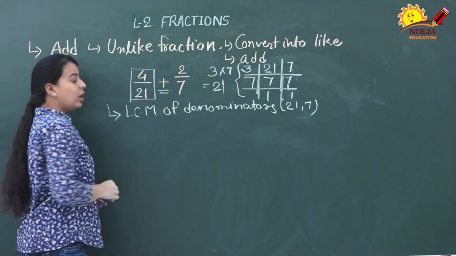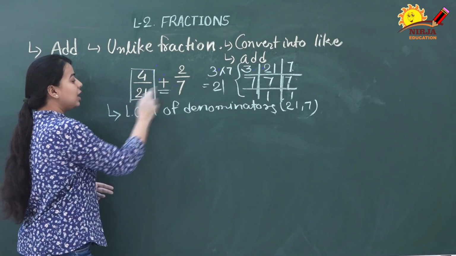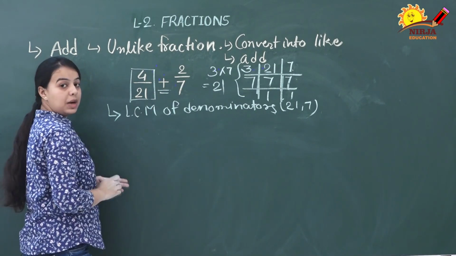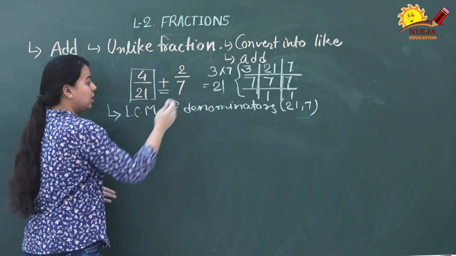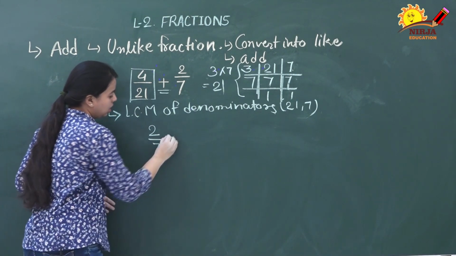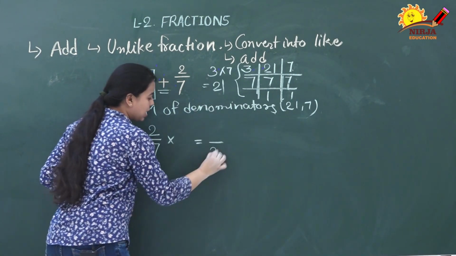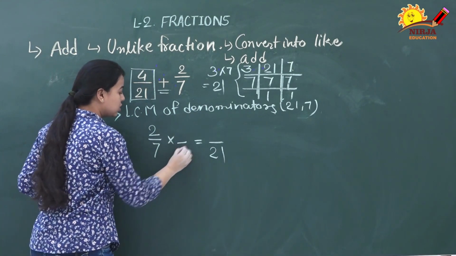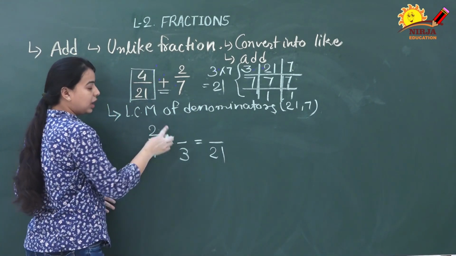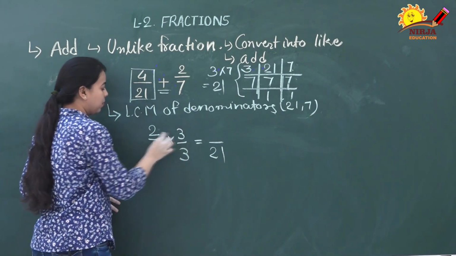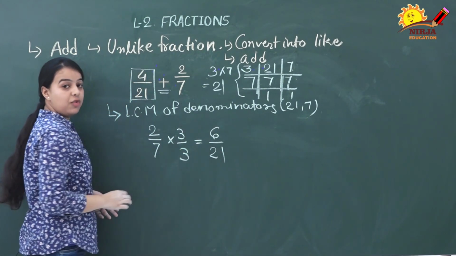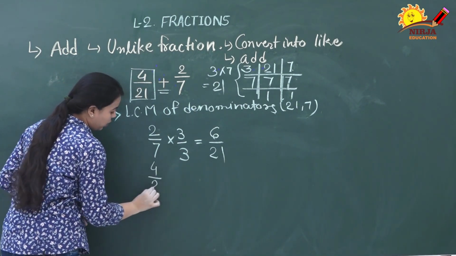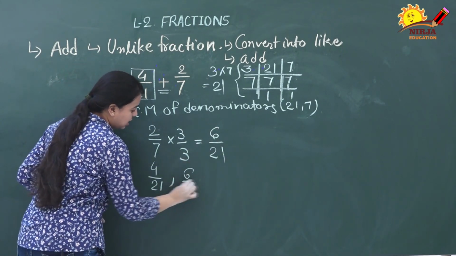For 4 upon 21, the denominator is already 21, so we are not going to do anything with this term, but here we need to make the denominator 21. We want denominator as 21. So by multiplying this 7 by 3, we can get 21. So we are going to multiply numerator and denominator both by 3. 2 threes are 6. So now we have both the numbers as like fractions. First one is 4 upon 21 and another one is 6 upon 21.